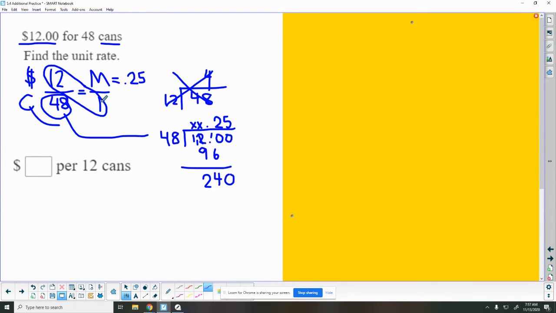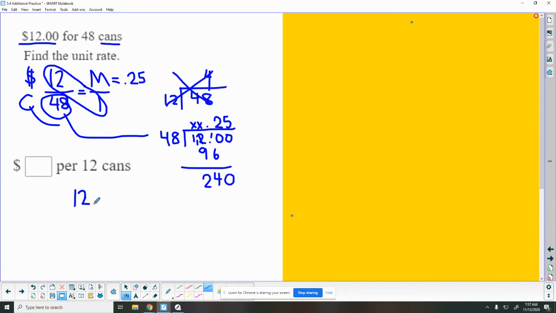So I wanted to find out how much one can was. So I multiplied 12 times 1. That goes on the inside. 48 needs to go on the outside. So when the divisor, the number on the outside, is bigger, that just means you're going to have a decimal number, and that's okay. A can of soda costs 25 cents.